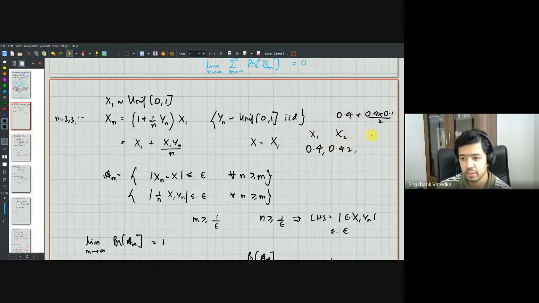Maybe x3 is x1 plus x1 times y3. So maybe one realization of y3 is 0.3, divided by 3. So that would be 0.44, and so on, right?